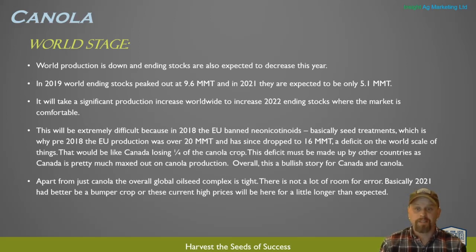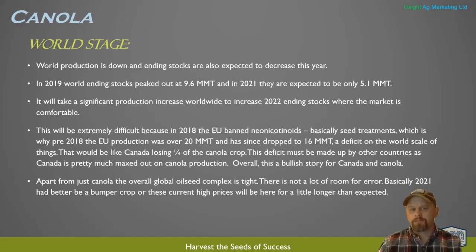It's a big deficit. And so this deficit must be made up by other countries because Canada's pretty much maxed out on how much canola we can grow, right? We seem to have a hard time getting above this 20 million metric tons. And especially this year when there's all these other profitable crops out there too. So what's going to happen with that?